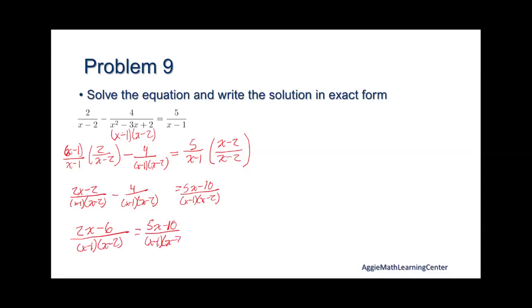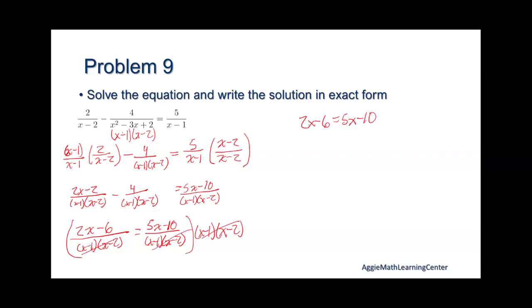Do we need to continue carrying around our denominator, or can we multiply by our denominator and get rid of it on both sides? Yes. We can multiply by our denominator, mostly because I don't want to continue writing it. Those are going to each divide to 1. And we get 2x minus 6 is going to equal 5x minus 10.